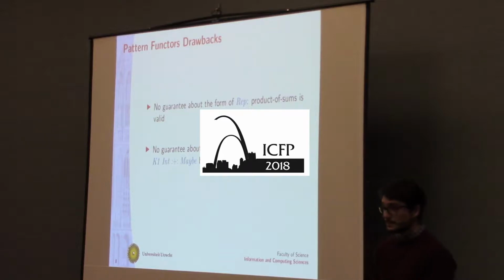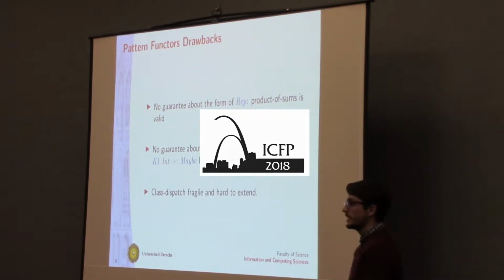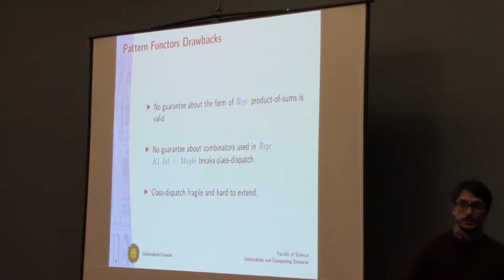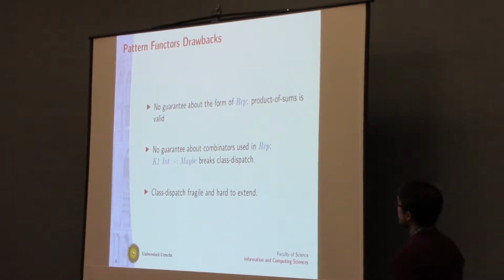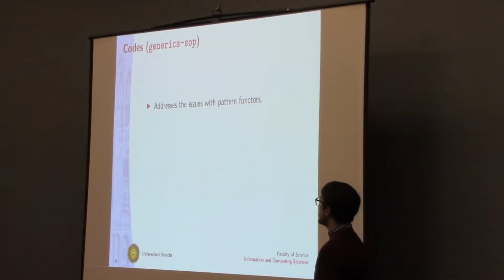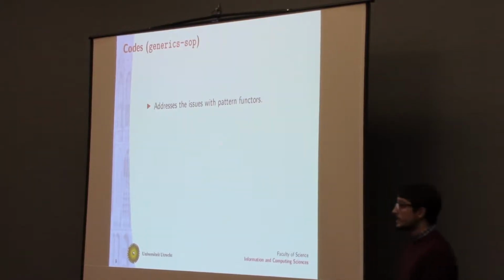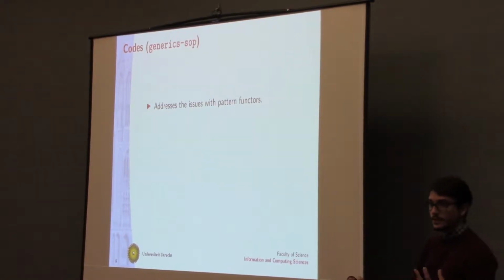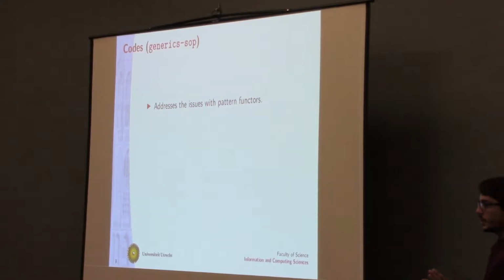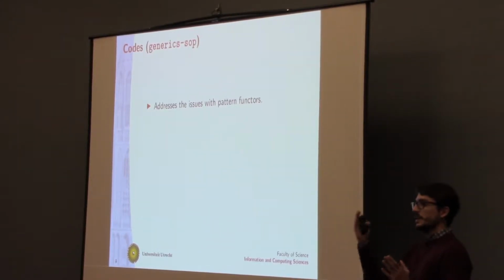Way to fix that. So it's fragile and hard to extend, especially for bigger projects. So this is where codes come along. Codes fix precisely these issues because, instead of translating immediately from a type to its representation in star, we're actually going to be talking about a code over which the representations will be defined by induction.